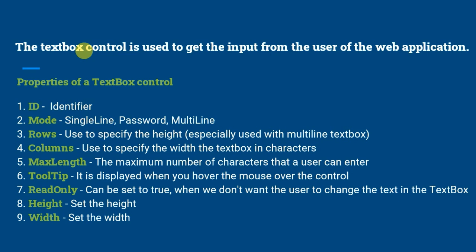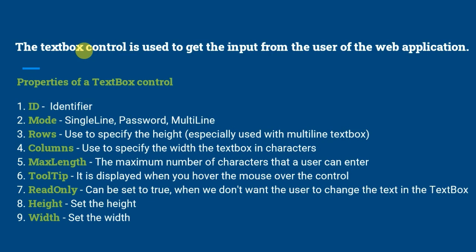Now these text box controls come with some properties like ID, mode, rows, columns, max length, tooltip, read only, height, width. There are many more properties as well, but I will be just focusing on a few of the important ones. So let's get into it.